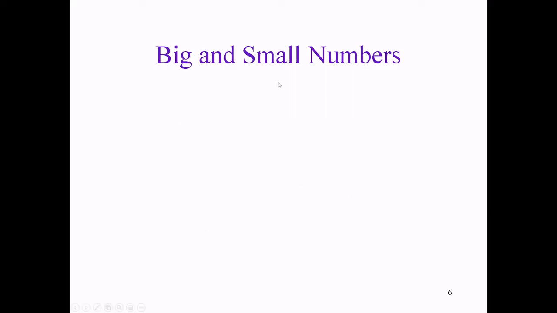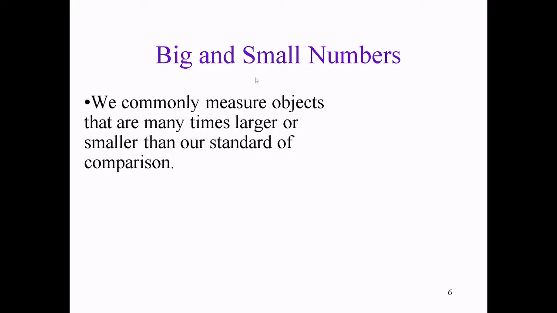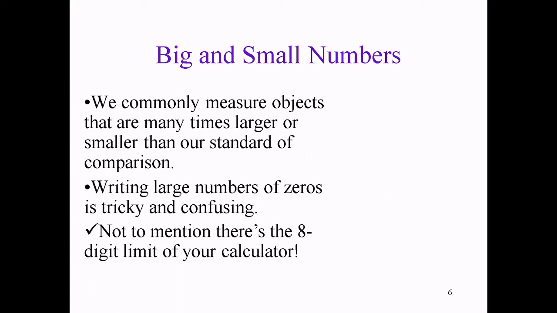So scientific notation is used to write really big and really small numbers. And these can wind up popping up a lot of the time in science because sometimes the numbers we use just don't really fit well in our base 10 system. We commonly measure objects that are many times larger or smaller than our standard of comparison. And writing large numbers of zeros is tricky and confusing.